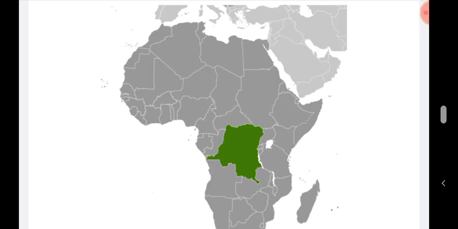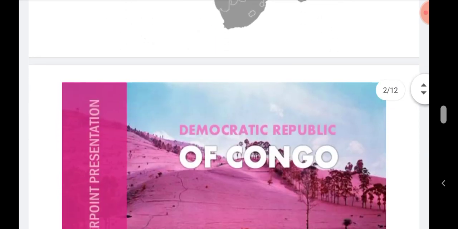Students, this is the map of Africa, and here in green color you can see the map of the Democratic Republic of the Congo. The Democratic Republic of Congo was earlier also known as Zaire because of the Zaire river. It is the third largest country in Africa and its capital is Kinshasa.